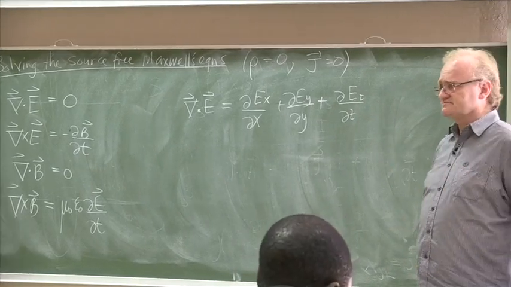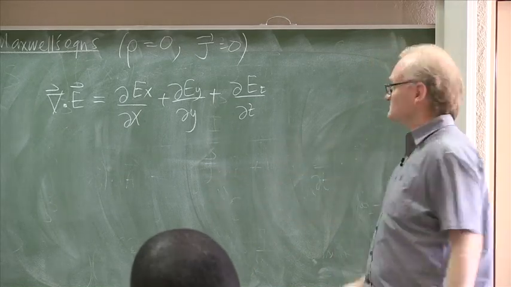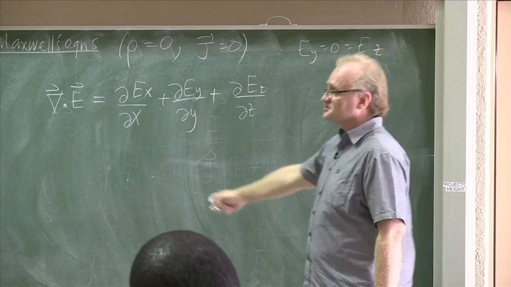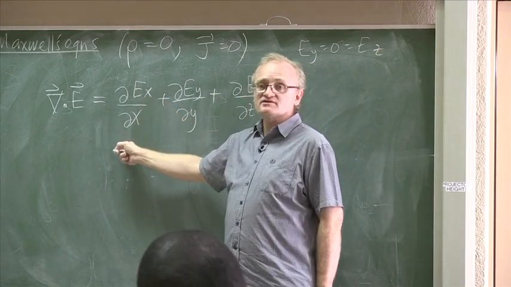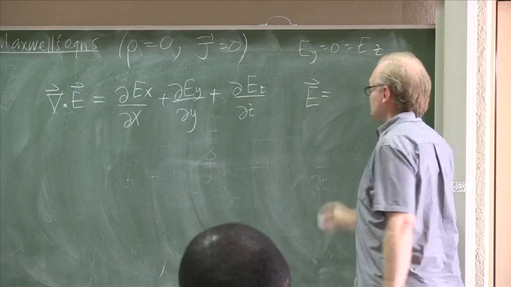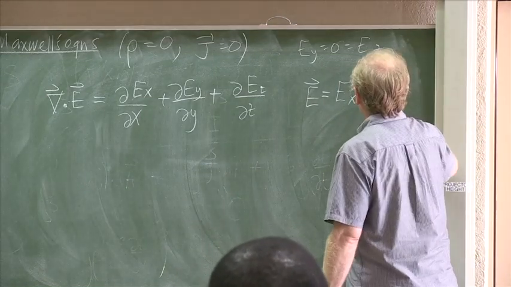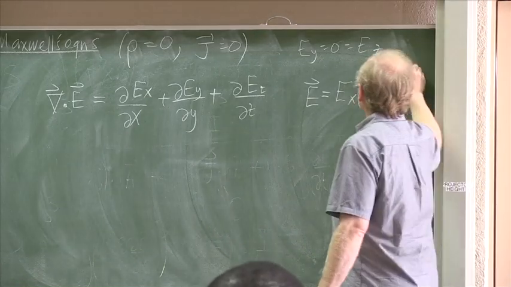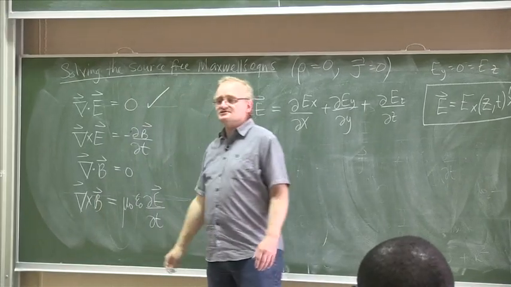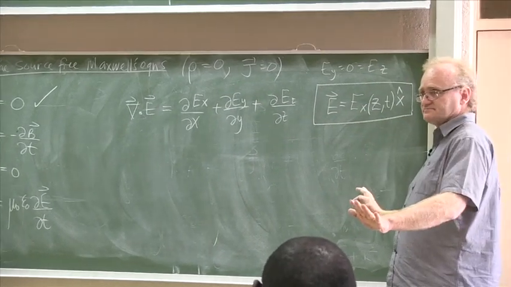I'm going to try to make the simplest guess. Let me just guess that Ex is not zero, so Ey and Ez are zero. Then the only thing that this equation tells me is Ex doesn't depend on x. Everyone happy with that? So, just guessing, E could be equal to Ex, which I'll let depend on z only, and t, times x hat. If I make this choice for the electric field, I know that that equation is satisfied. Are we all happy with that? Good.